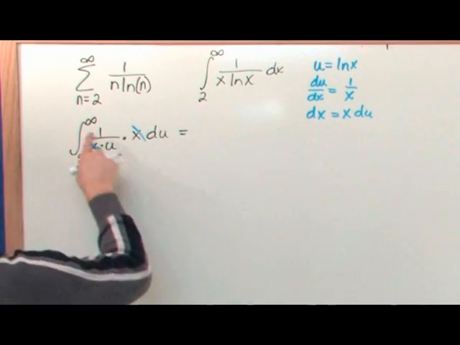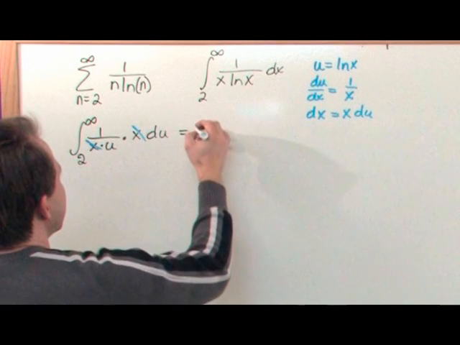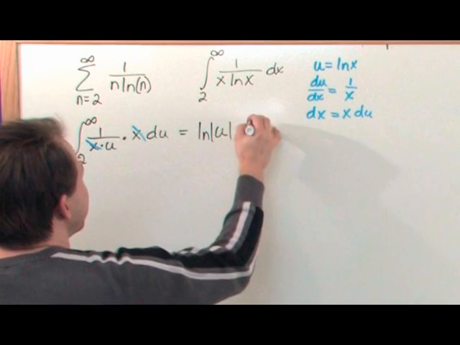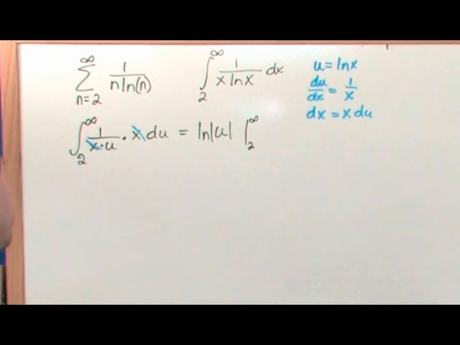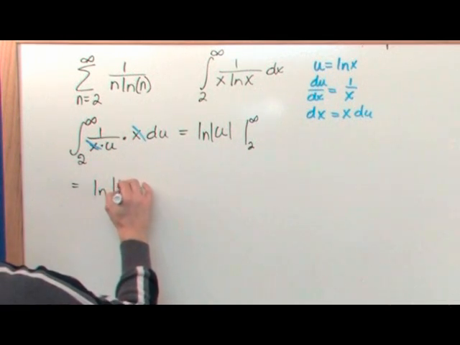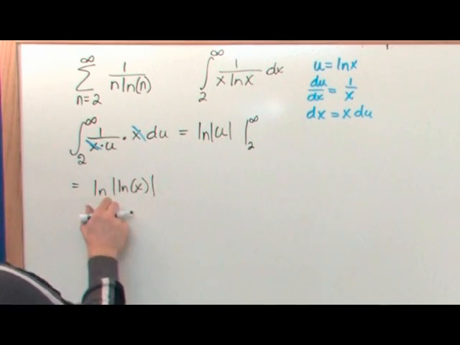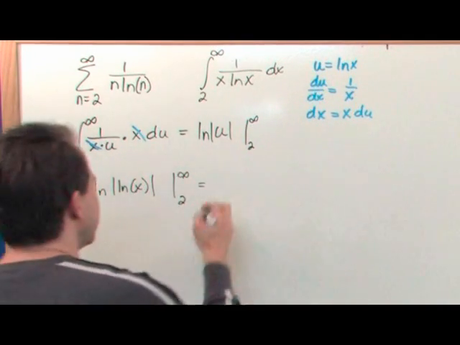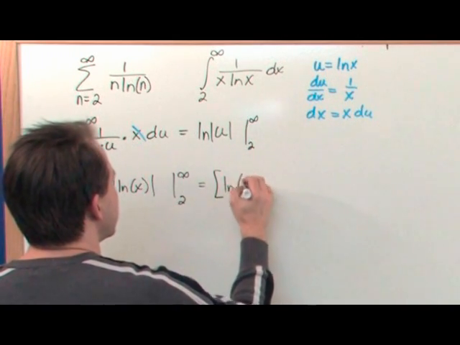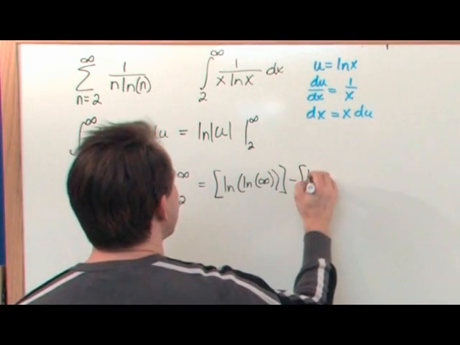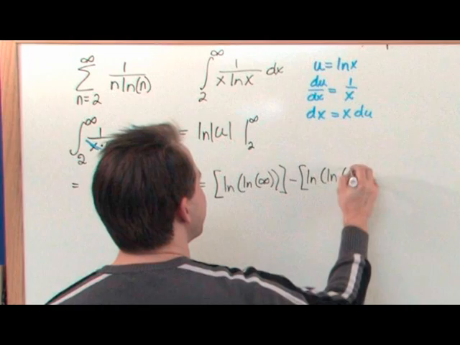So on the inside is the integral of 1 over u, which we know is the natural log of u evaluated from 2 to infinity. But we don't want to actually do the evaluation yet because we still have our answer in terms of u and our limits in terms of x. So let's go ahead and convert that. It's natural log of u, which is natural log of x. So natural log of the natural log evaluated from 2 to infinity. And let's see what that looks like. You would have natural log of natural log of infinity minus natural log of natural log of 2.